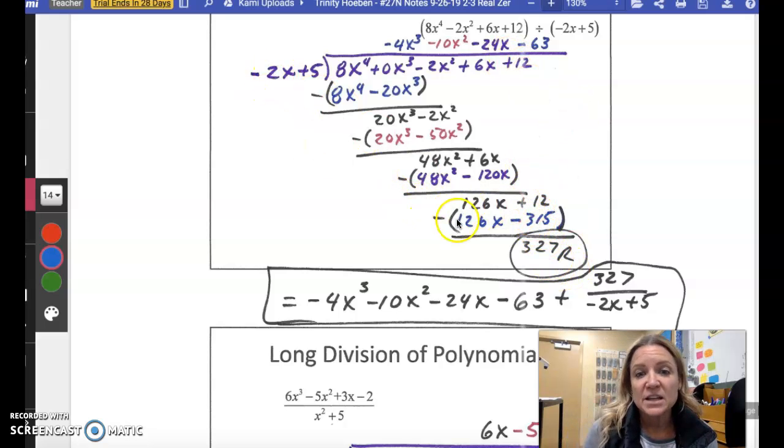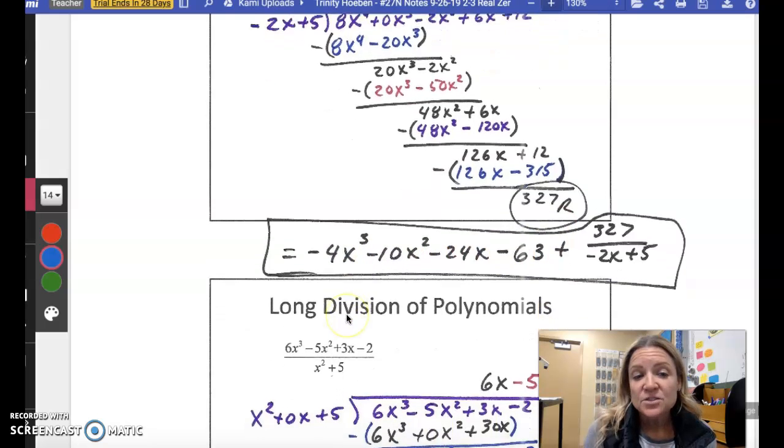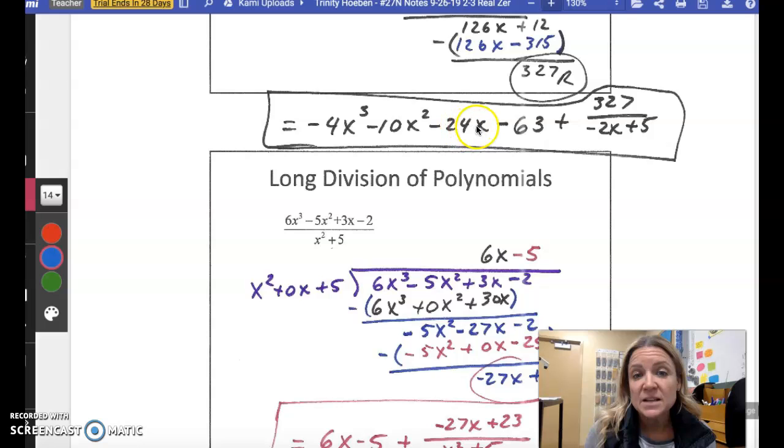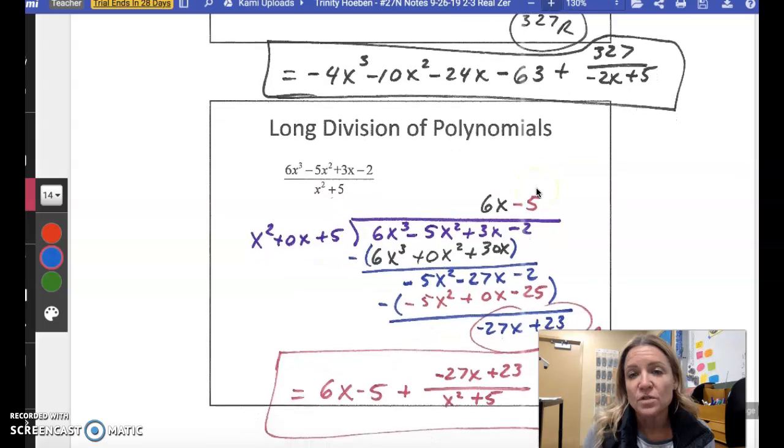And we're going to divide. Negative 2x goes into 126x, negative 63 times. Now we multiply. Negative 63 times negative 2x is positive 126x. And negative 63 times 5 is negative 315. These cancel out. And we have 12 minus minus, so plus 315. And we have a remainder of 327. So our final answer is negative 4x cubed minus 10x squared minus 24x minus 63 plus 327 over negative 2x plus 5.